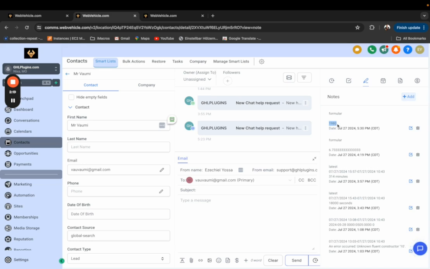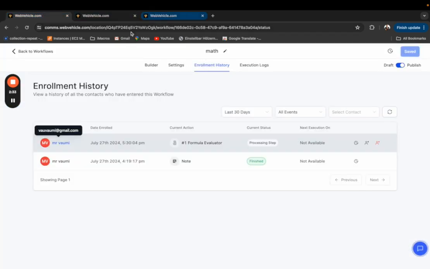You can evaluate anything. Are you thinking of percentages? Are you thinking of modulus? Are you thinking of square root? Are you thinking of square, cube root, or all the crazy things you can think of in maths? This Formula Evaluator can help you do that.